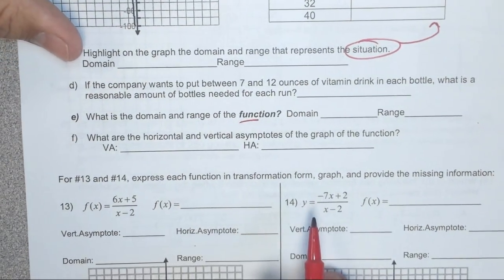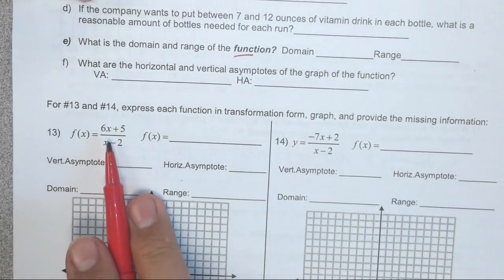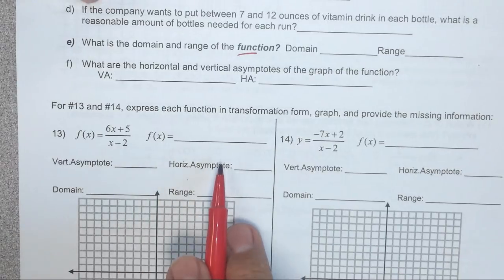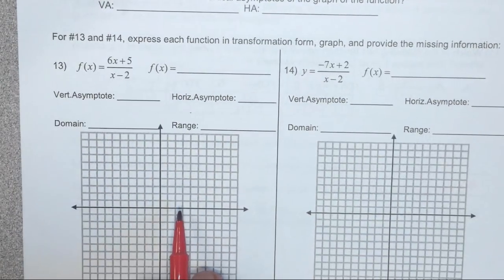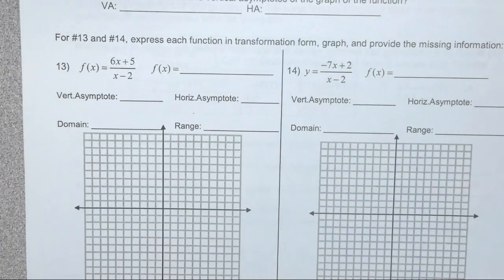13, 14, express each function in transformation form. That means you divide it and write the horizontal asymptotes, domain, range, and then graph it. I've already done one of these earlier, so I am done with this video.